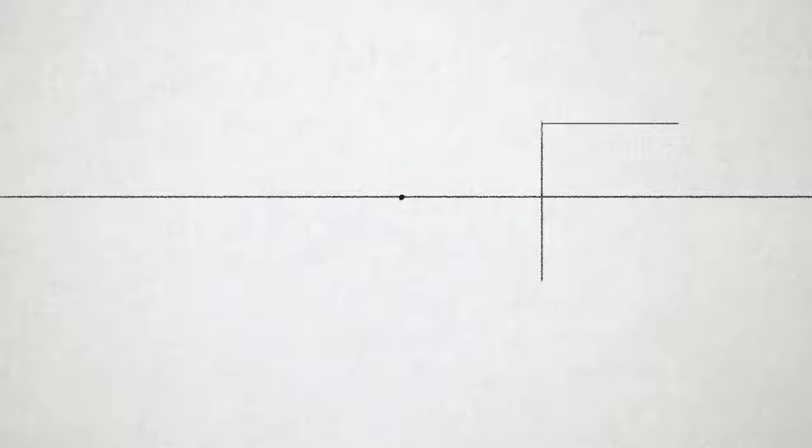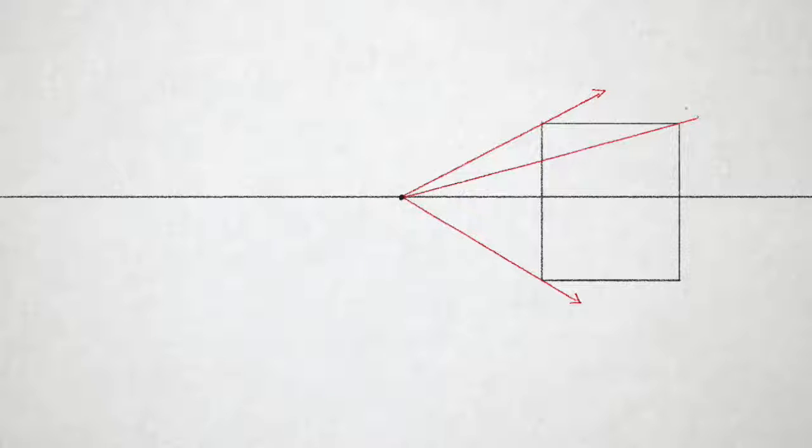Now, since we're using one-point perspective, we'll start by drawing the shape of the object. Since we're going to draw a few cubes to begin with, the shape would be a square. Now we'll draw 4 lines from each of the corners of that square to the vanishing point. Notice how these lines recede as they go backwards into space.